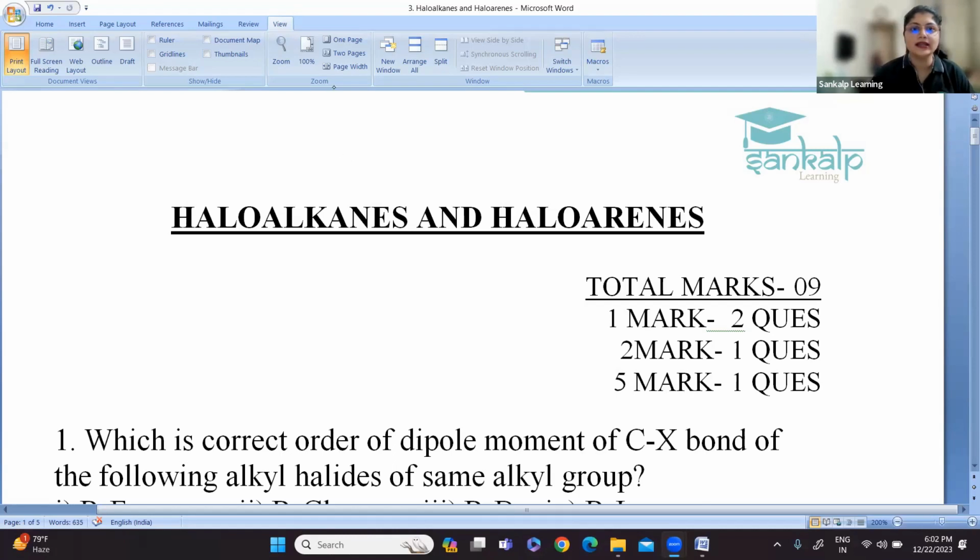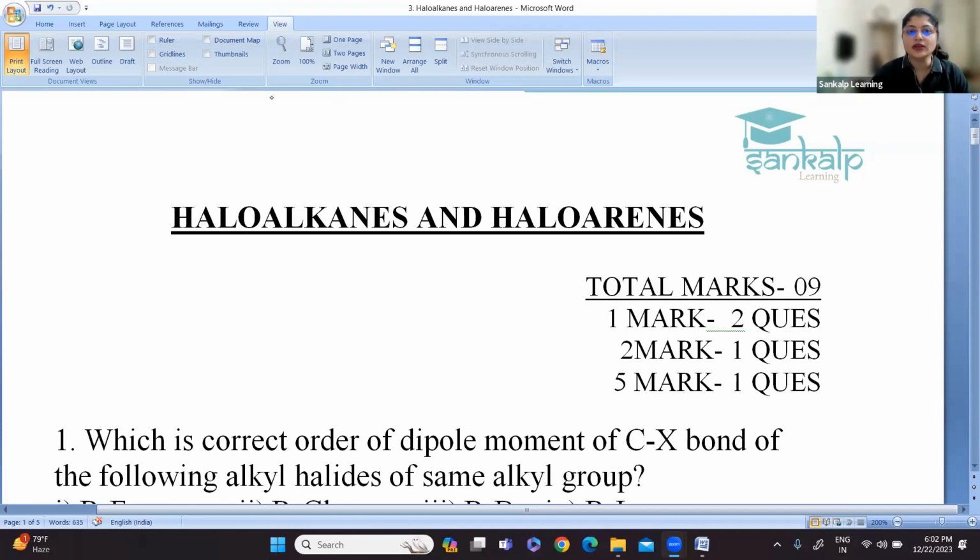As alkyl halides, right? They are called alkyl halides. So these are halogen derivatives of aliphatic hydrocarbons. You know now what hydrocarbons are. Hydrocarbons are the compounds which are made up of carbon and hydrogen, right? So these are the aliphatic hydrocarbons in which one or more hydrogen atoms are replaced by halogen atoms.